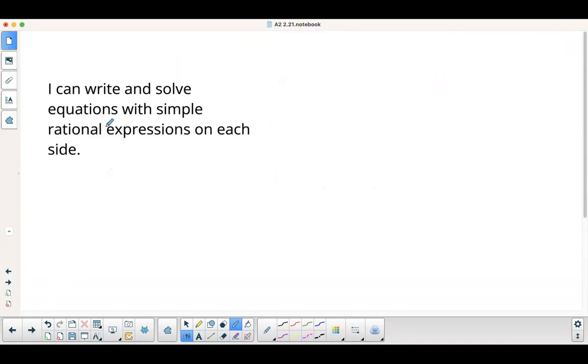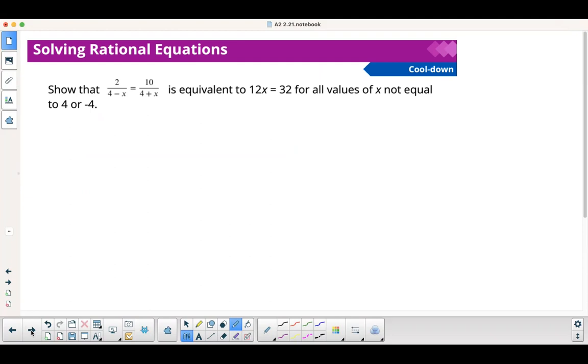All right, so I can write and solve equations with simple rational expressions on each side. Again, obviously there's many different situations. We're just kind of touching on this a little bit and playing around with it a little. All right, last one here. Cool down. Show that 2 over 4 minus x equals 10 over 4 plus x is equivalent to 12x equals 32 for all values of x not equal to 4 or negative 4.